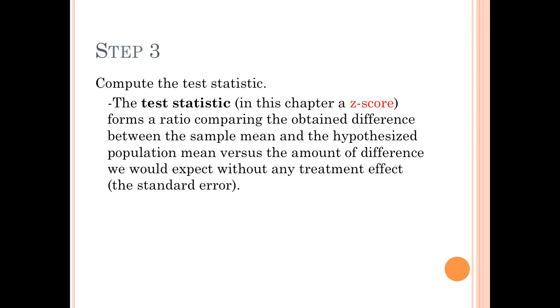Compute the test statistic is the third step. So the test statistic in this chapter is a z-score, and it forms a ratio comparing the obtained difference, which is the numerator, between the sample mean and the hypothesized population mean, over the amount of difference we would expect without any treatment effect, or the standard error.